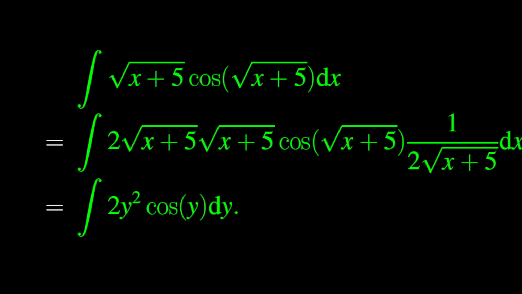In this case, we have to use the integration by parts method to compute the integral of 2y squared times the function cosine of y dy.